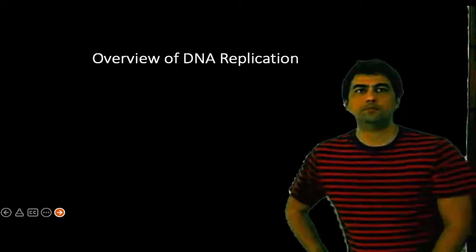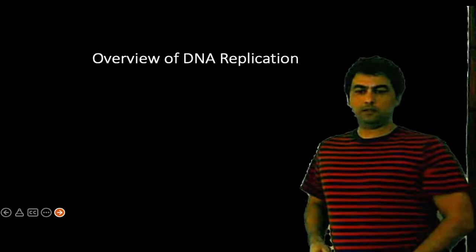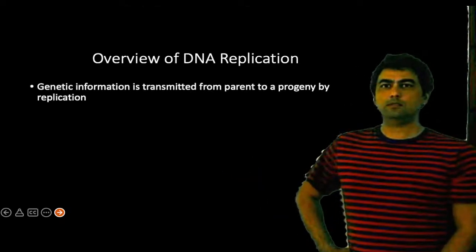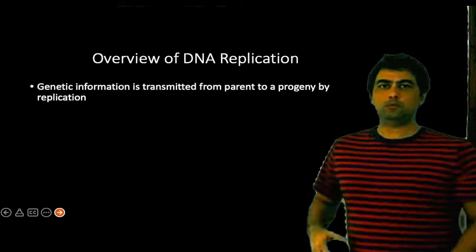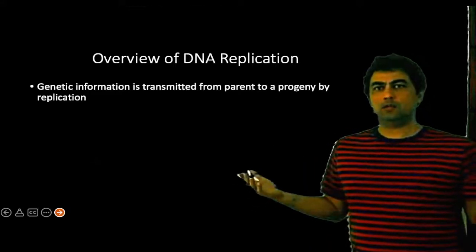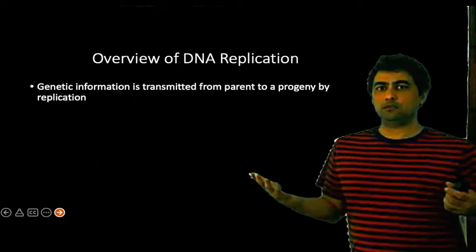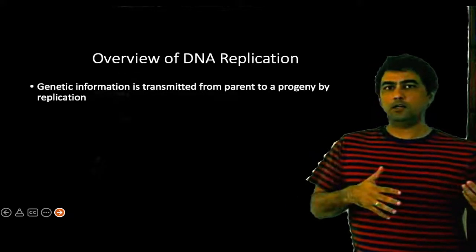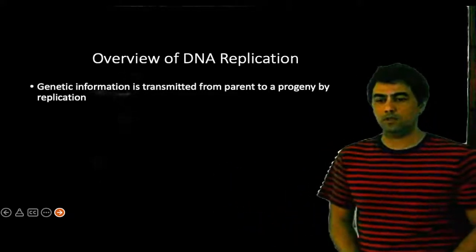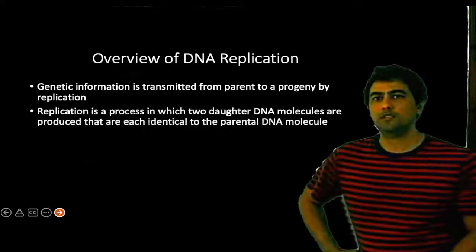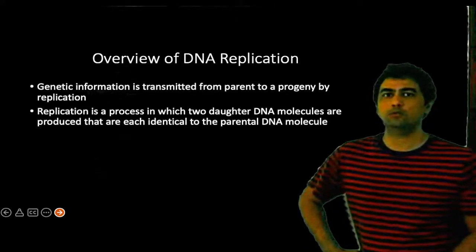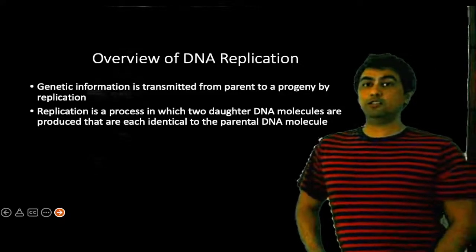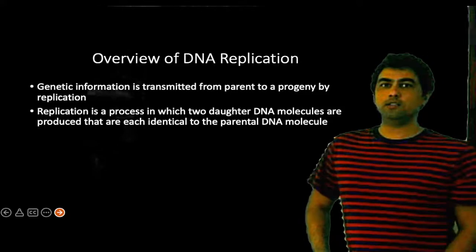So we can start with the DNA replication. Let's talk about why the replication occurs. Because the genetic information must be transferred from parent to progeny. Replication is a process in which two daughter DNA molecules are produced that are each identical to the parental DNA molecule.